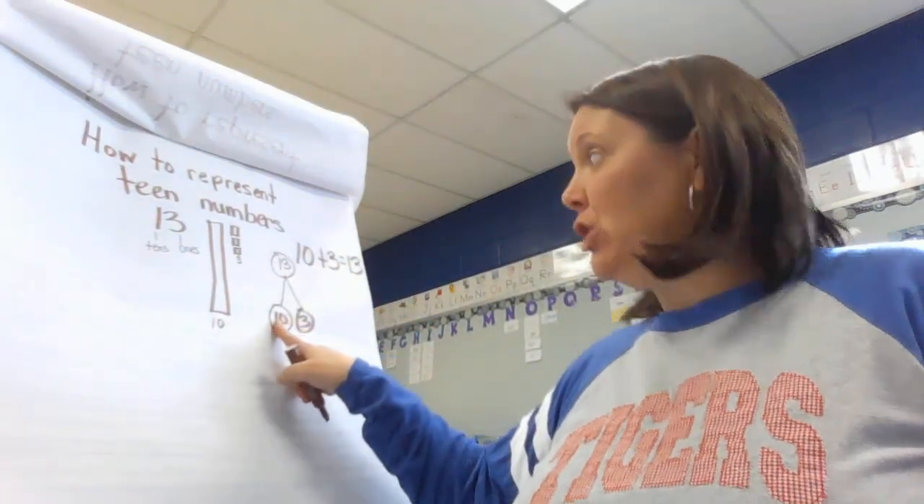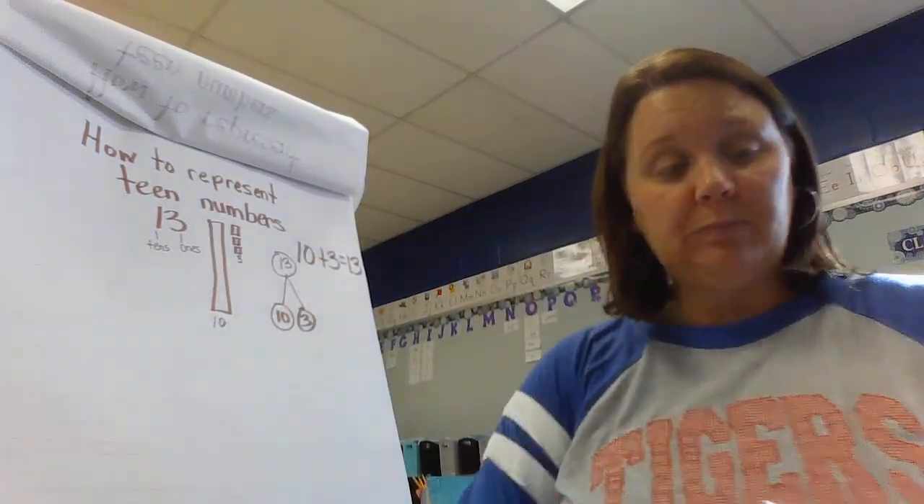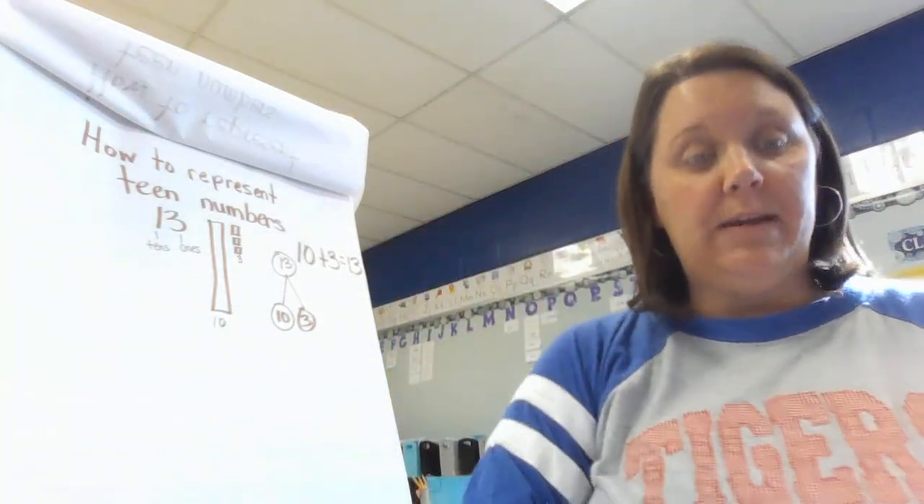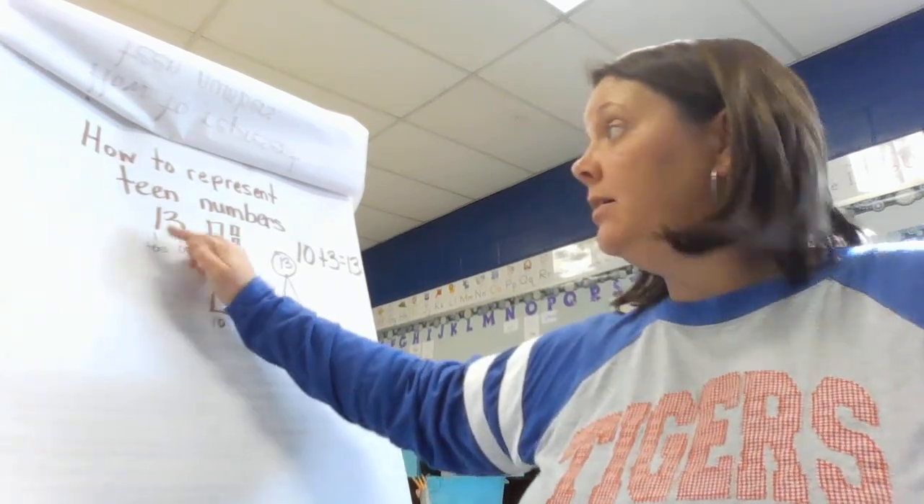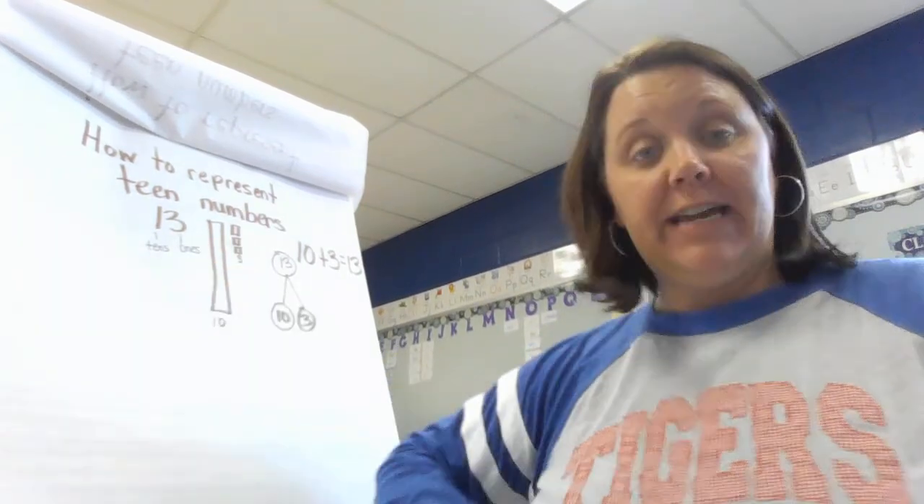But the value of this is 10. Every time you count this, you will say 10. Every time you count this, you will say 1. So the value of the tens place in the number 13 is 10. And the value of the ones place in the number 13 is 3.